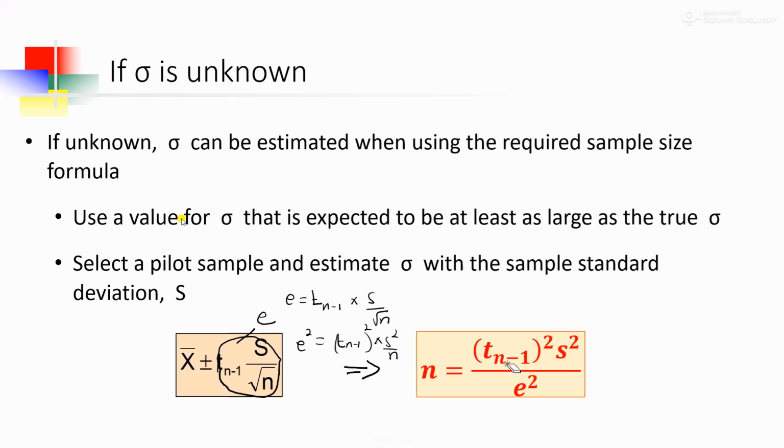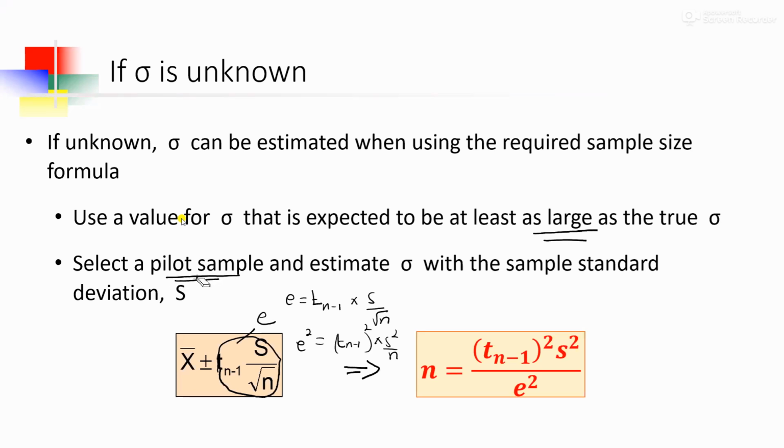So here we put n1. If we want to estimate sigma, then we have to take a pilot sample, right? Sometimes for sigma you can use an expected value as large as the true sigma, which we can sometimes get from previous theory or from previous research. Otherwise, you have to set up a pilot sample, right?